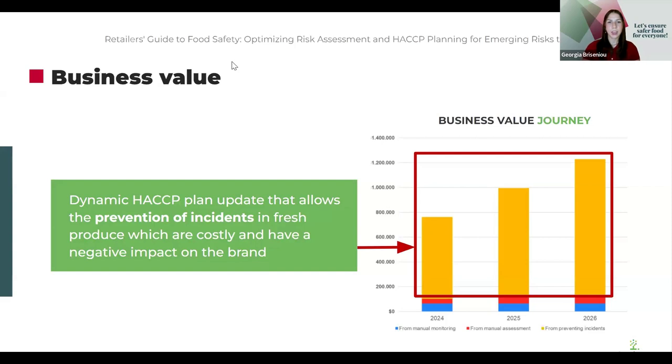Great. I think most of you have answered, so we can go ahead and end the poll. I think the most important business value for most was the first one, to save effort when it comes to monitoring food safety incidents. That's very interesting. Also the last one, preventing food safety incidents for private label products. Thank you once again for participating in this poll.